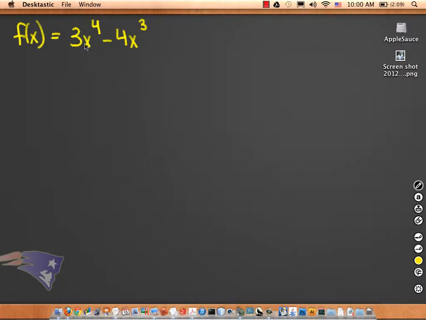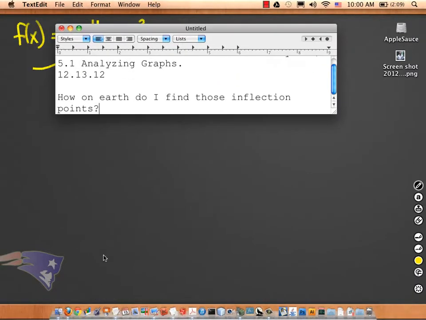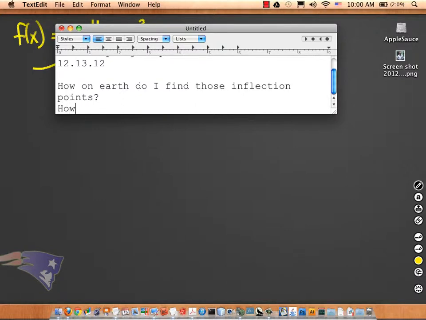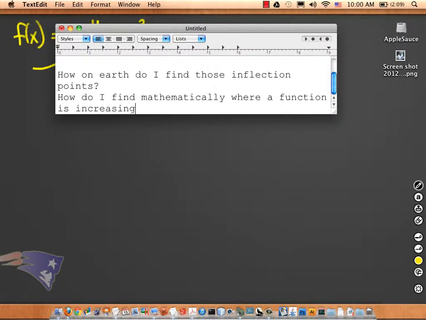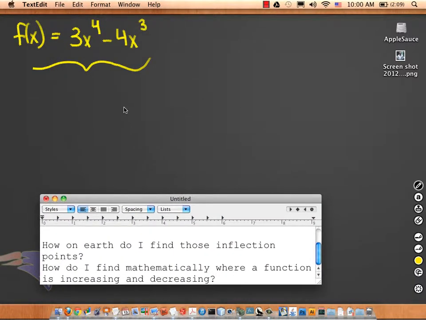Now, how do I find mathematically where this function is increasing and decreasing? That's the question that we want to answer. Well, what I do is I look at the very first derivative. The first derivative, because the first derivative has to do with tangent lines, right?